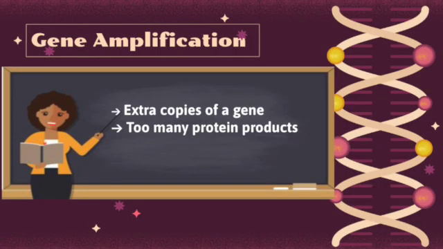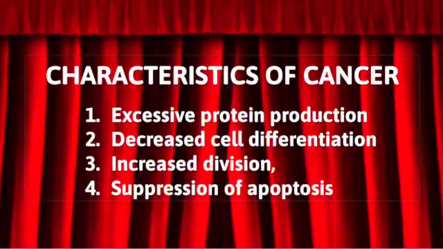Lastly, gene amplification is when the genome of a cell contains excessive copies of a gene, leading to too many protein products. Ultimately, excessive protein production, decreased cell differentiation, increased cell division, and the suppression of apoptosis are defining characteristics of cancer.